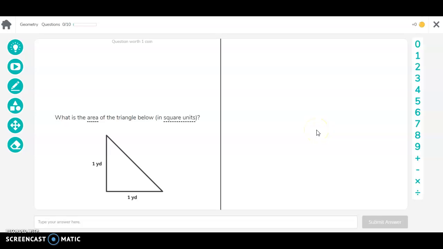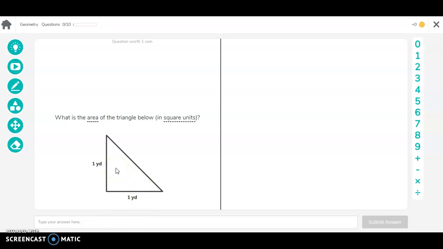Alright guys, this is the area questions, not project, area problems and how to work this out. So we have, what is the area of a triangle below. So area is all of this. It's not perimeter, so perimeter is the outside, but area is everything in the inside.